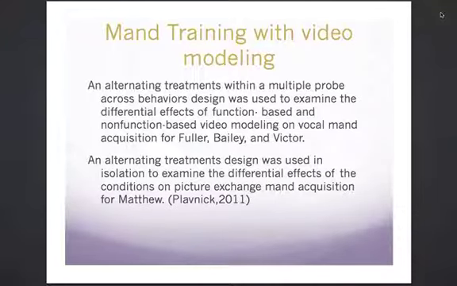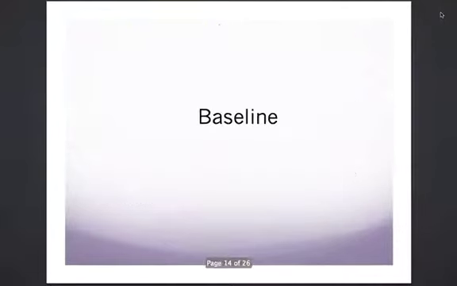This one was a little bit different because, like I said, Matthew ends up having an alternating treatment design, but it's used in isolation to examine the differential effects of conditions on a picture exchange versus video modeling, function and non-function, which was with Fuller, Bailey, and Victor. So I thought that was pretty cool. And then, for Fuller, Bailey, and Victor, it's a multiple probe, so across behaviors.